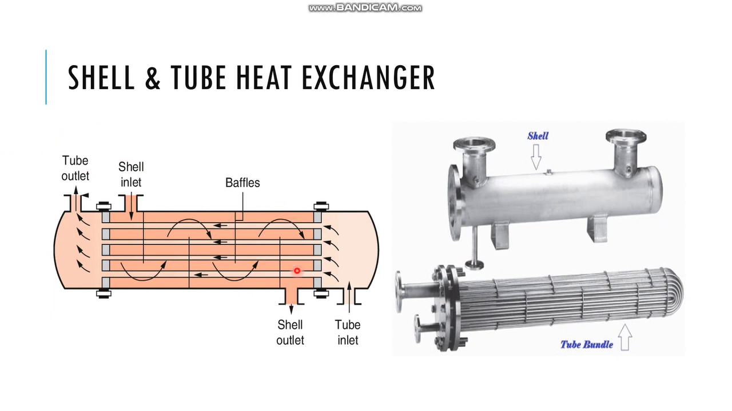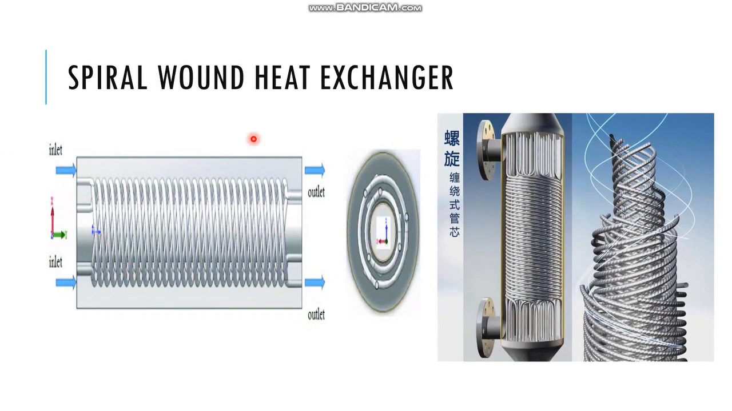The last one is the spiral wound heat exchanger. It is shaped like a screw and has integral fin tubes, and the size could vary from as small and slim as a pencil to industrially sized.